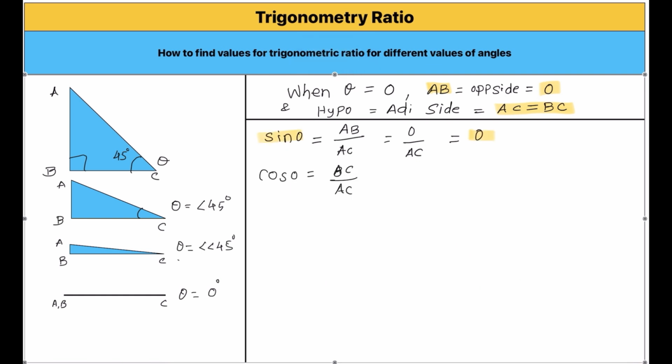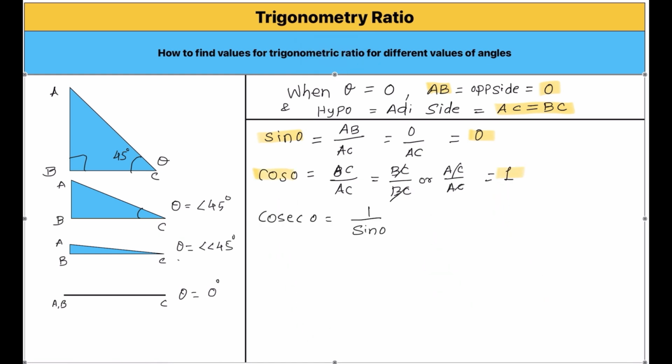Now cos 0 is the adjacent side, that is BC, upon the hypotenuse, which was AC. So cos 0 is BC upon AC. But we already know AC is equal to BC when theta is equal to 0. So we can call it BC upon BC as they are the same, or AC upon AC, because AC is equal to BC. So we can replace either side by the other side. If we divide the same side by the same side, what are we going to get? 1. That's why cos 0 is equal to 1.